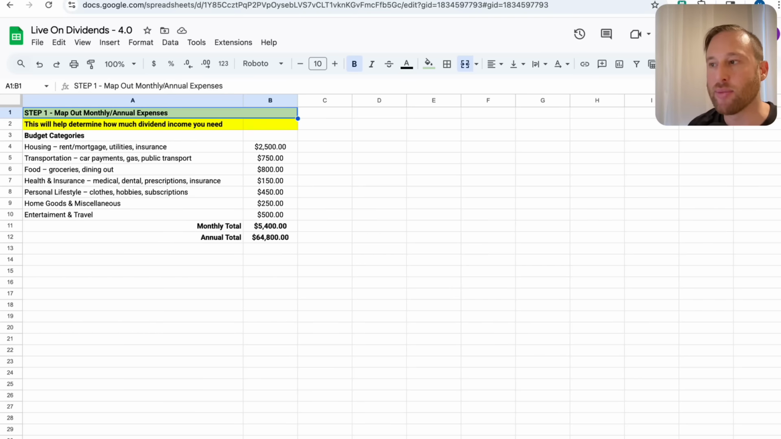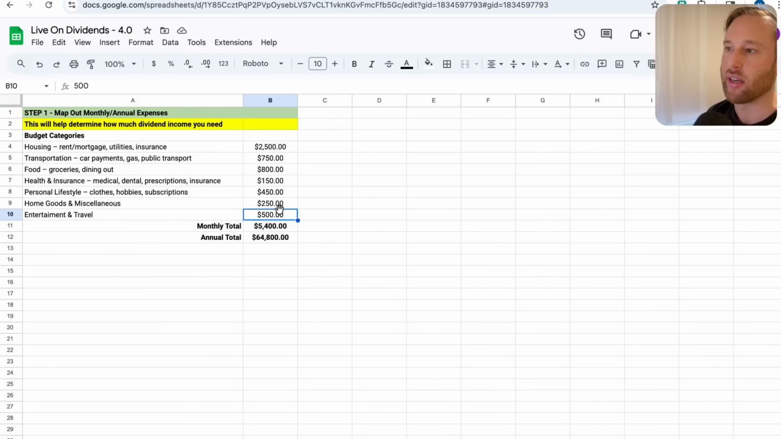But when it comes to building your plan, the first thing you need to know is your monthly budget and your annual budget, guys. So we've seen this in the past, but this little sheet, step one is to determine your monthly expenses. So you have to add in everything from your housing to your food to your home and purchases, your lifestyle purchases, your entertainment and travel, everything. And in this case, we have lined up to spend about $5,400 monthly and almost $65,000 annually. And you have to adjust this according to your current situation.